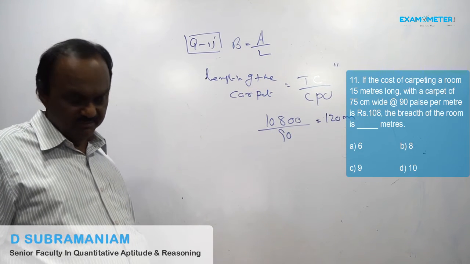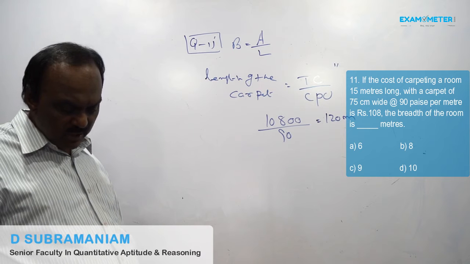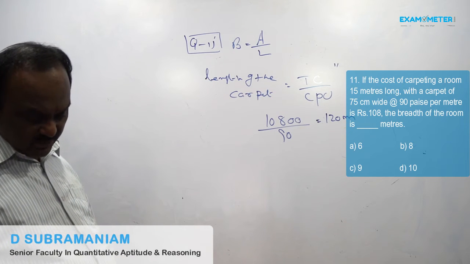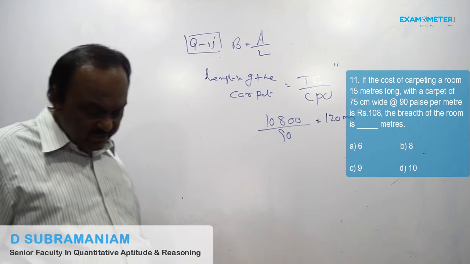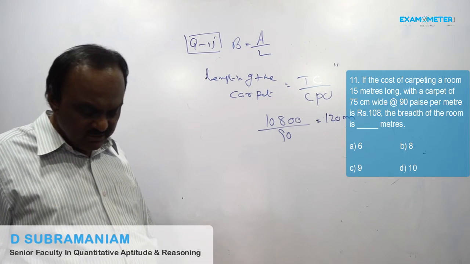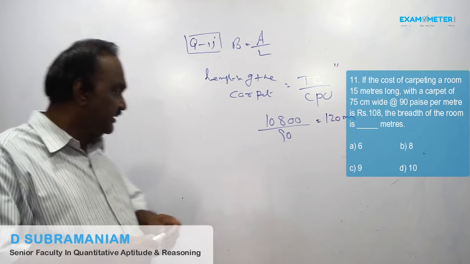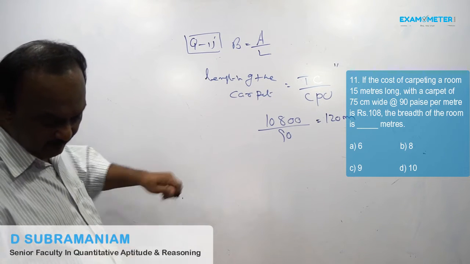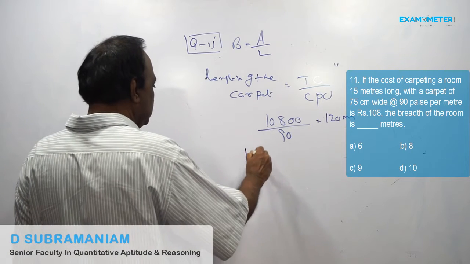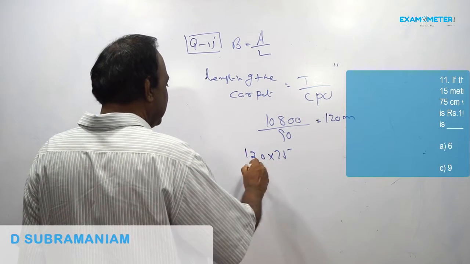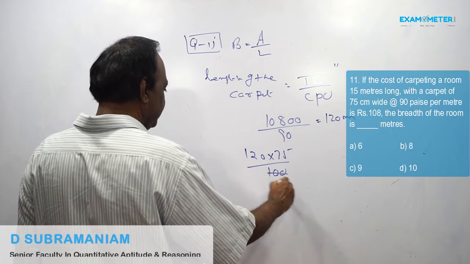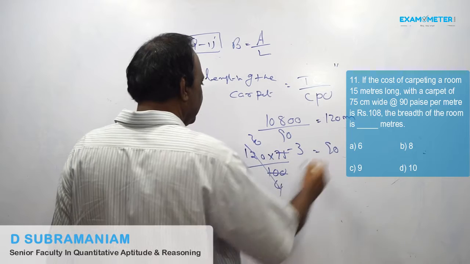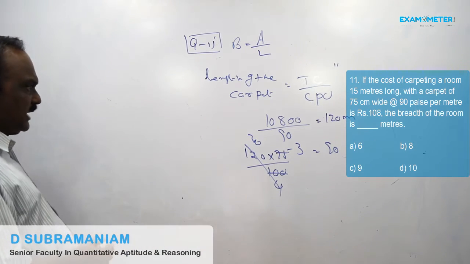Question number 11. If the cost of carpeting a room 15 meters long with a carpet of 75 centimeter wide at the rate of 90 paisa per meter is 108, the breadth of the room is. So this is the length of the carpet. So 120 into 75 centimeter, convert it into meter, that is 90.